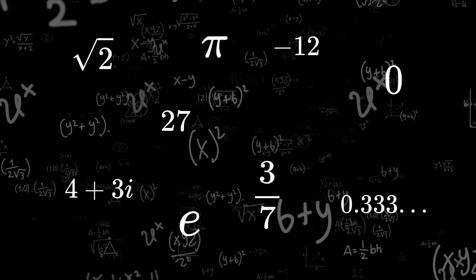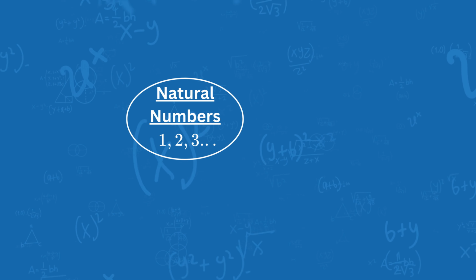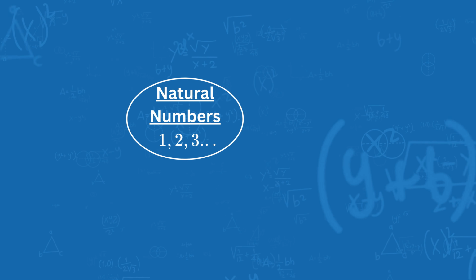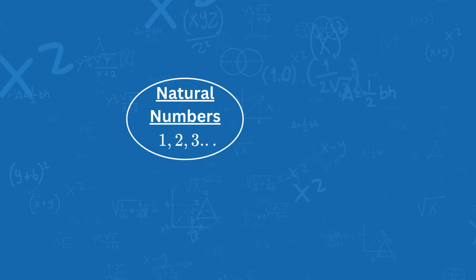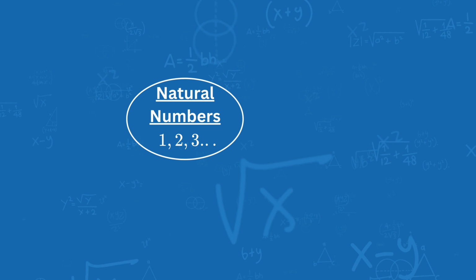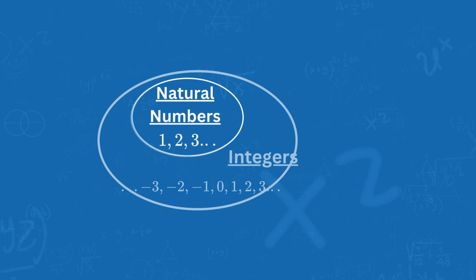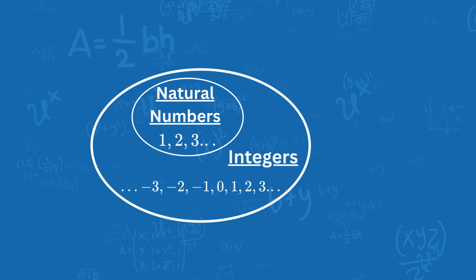Let's begin with the most familiar set of numbers, natural numbers. These are the numbers that we use for counting, 1, 2, 3, and so on. They're sometimes called counting numbers, and they don't include 0 or any negative numbers. Simple and straightforward, right? Now, let's expand our view to include integers.